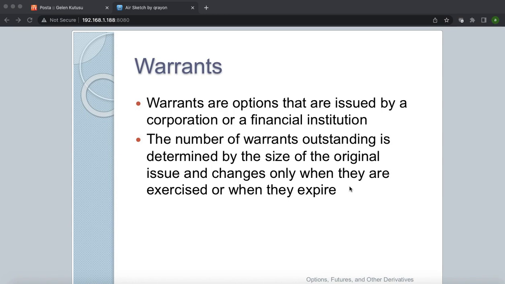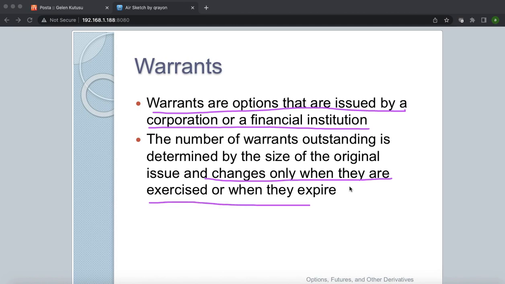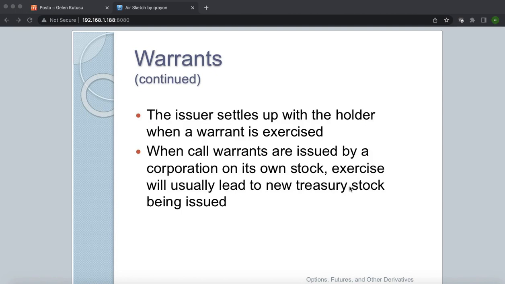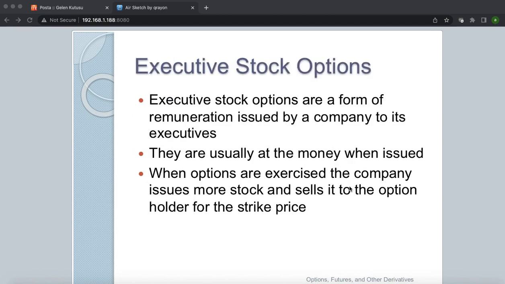There are also so-called warrants. These are options that are issued by a corporation or a financial institution. So these are basically options, but they are issued by the corporation or some other financial institution. The number of warrants outstanding is determined by the size of the original issue and changes only when they are exercised or when they start to expire. The issuer settles up with the holder when a warrant is exercised, and when call warrants are issued by a corporation on its own stock, exercise will usually lead to new treasury stock being issued.